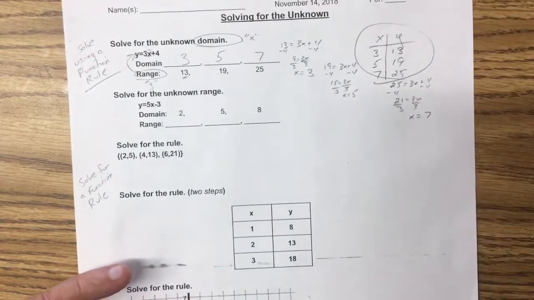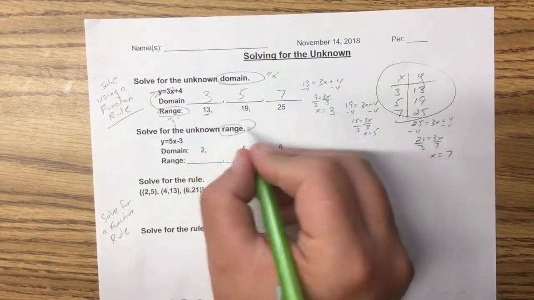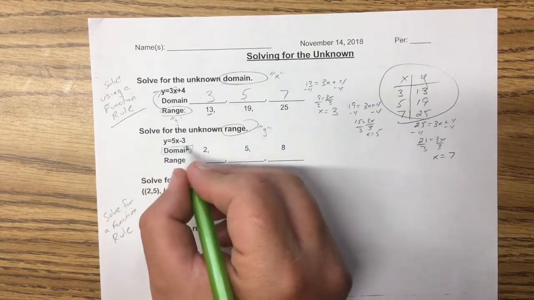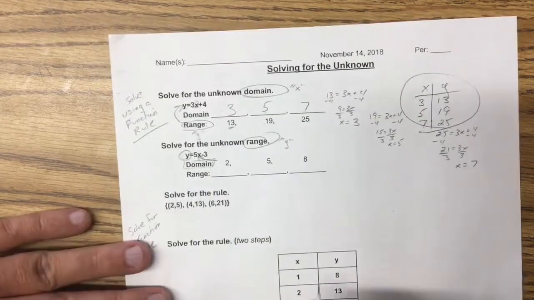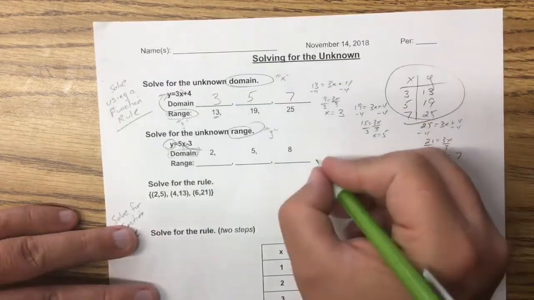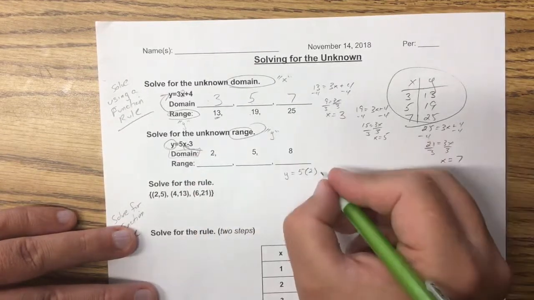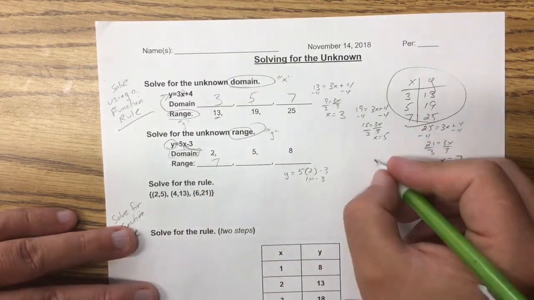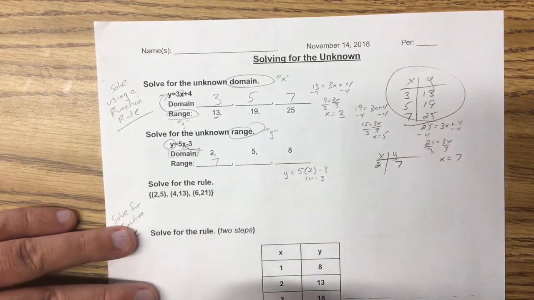And that's it in order table form. This one says solve for the unknown range. Range means we're now solving for that y. They've given us the domain, so I'll take these values and plug them in, and I'll solve for that range value. So all I need to do is replace x with each of these numbers. So y equals 5 times 2, because that's where my x was, minus 3. That's 10 minus 3, which is 7. So if I'm doing an xy table, if I put 2 in, I'll get 7 out.